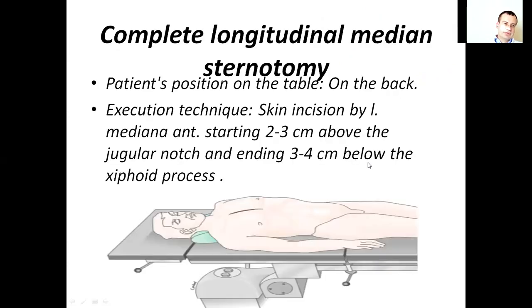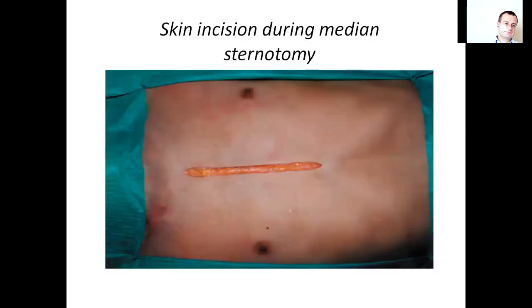Access in cardiac surgery: complete longitudinal median sternotomy. Patient position on the table: on the back. Technique: skin incision along the midline of the sternum from 2 to 3 centimeters above the jugular notch and ending 3 to 4 centimeters below the xiphoid process.